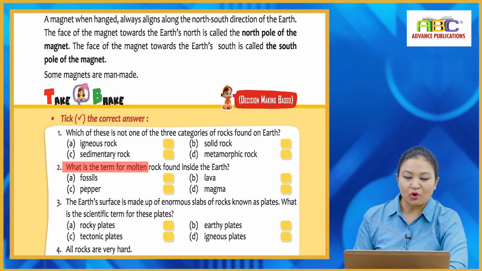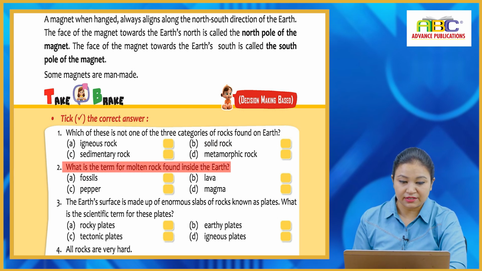What is the term for molten rock found inside the earth? A. fossils, B. lava, C. pepper, D. magma. So the correct answer is magma.